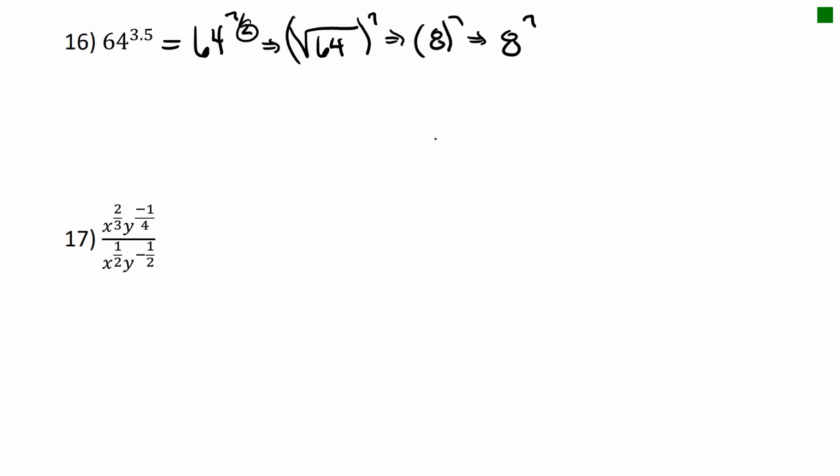17 is a mess, but I'm going to take care of these first because I have negative powers and I don't like it. So I'm going to do x to the 2/3. I'm going to move that y to the 1/4 down. That takes care of the numerator. In the bottom, I have x to the 1/2, and I'm going to move that y to the 1/2 up. So remember, negative powers move to the other part, top to bottom, bottom to top.